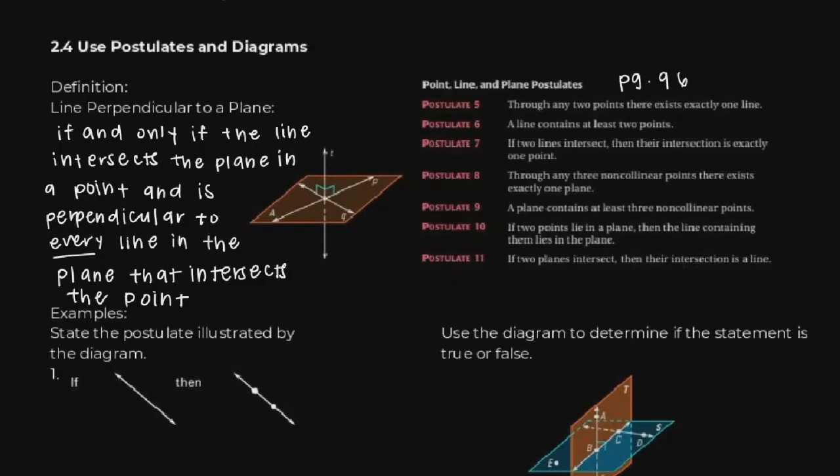So one of the definitions is line perpendicular to a plane. A line is perpendicular to a plane if and only if the line intersects the plane in a point and is perpendicular to every line in the plane that intersects at that point. And perpendicular means that it will create a right angle with that point.